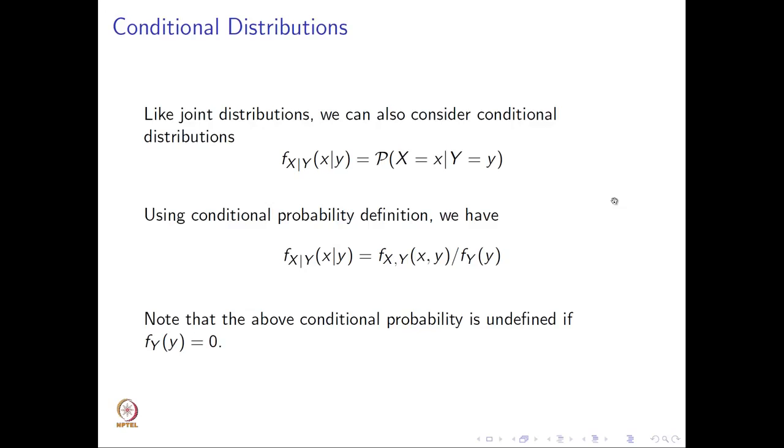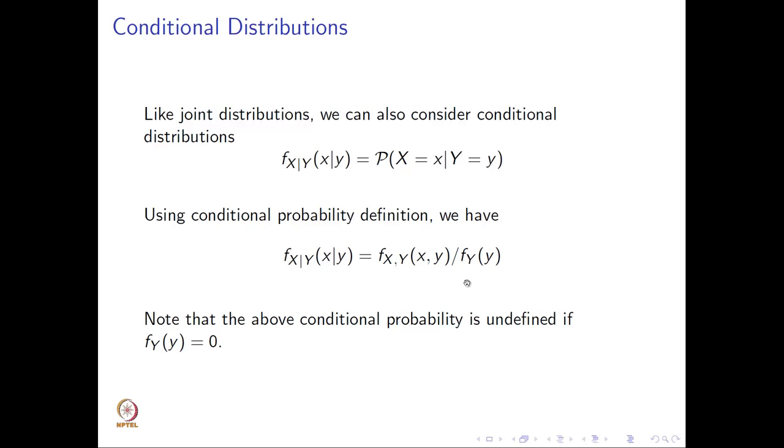Like joint distributions, we can also consider conditional distributions. For example, here we have the conditional distribution f x given y, which is the probability that the random variable x will take on some value small x, given that the random variable y has been observed to take on a specific value small y.